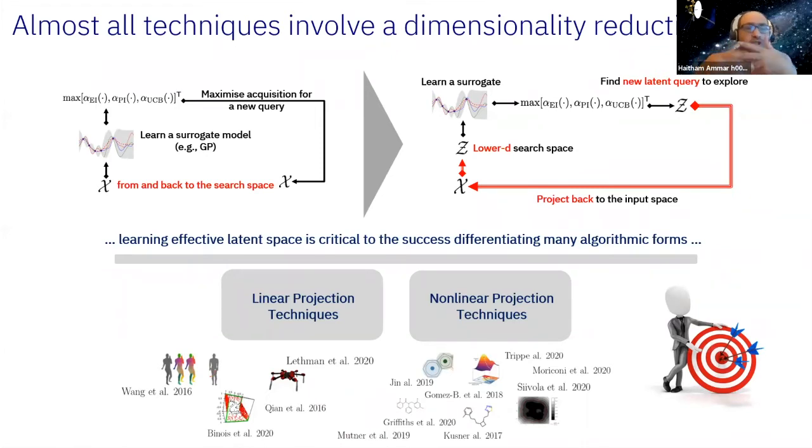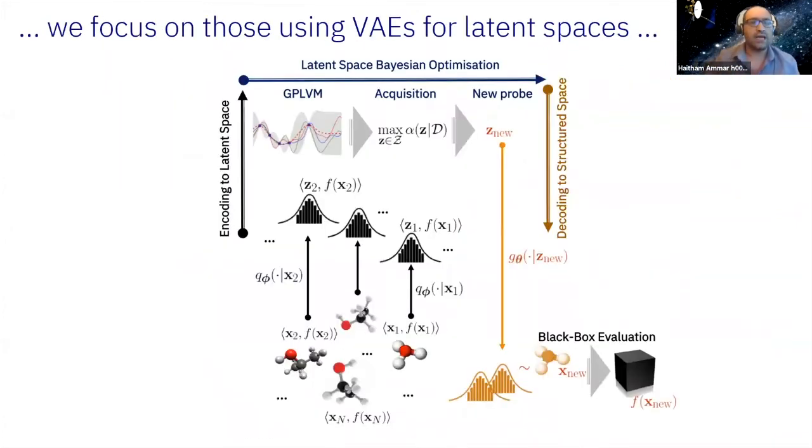We can think of them as nonlinear stochastic projections that allow us to reduce the dimensionality of the space, then do BO, and then go back through the decoder to the original space. So in short, that's what BO with VAEs looks like.